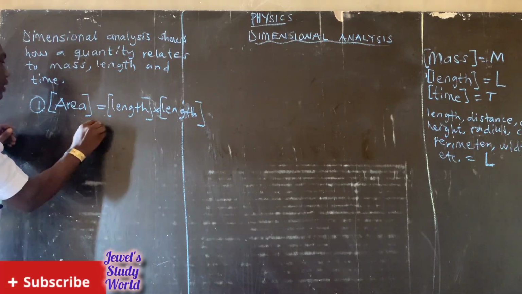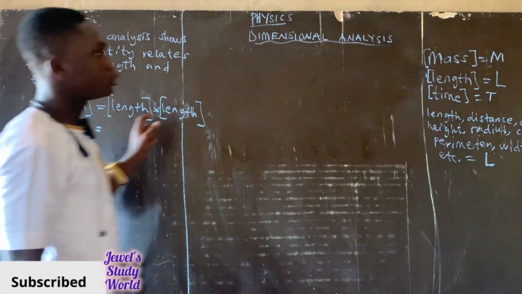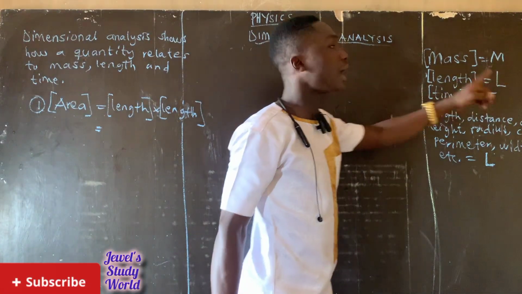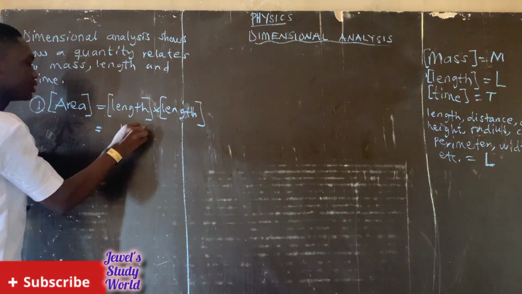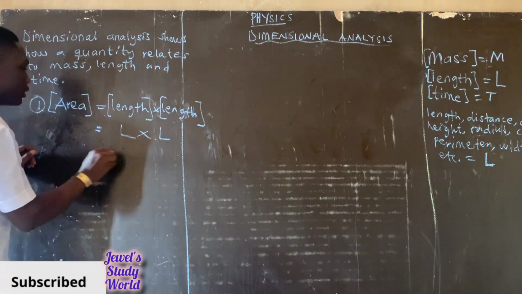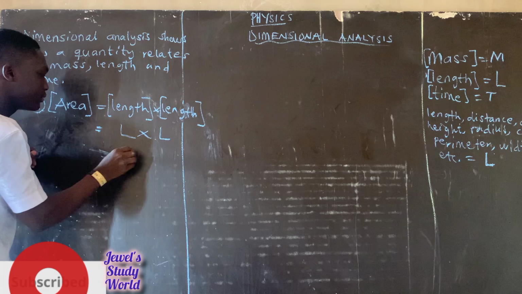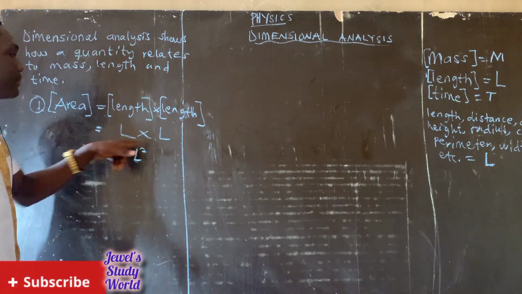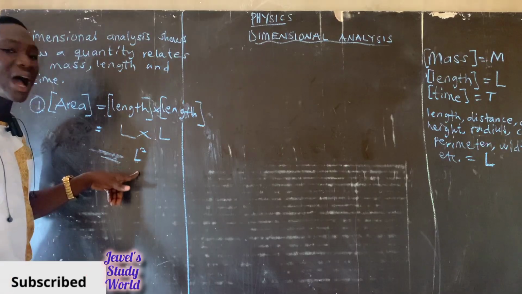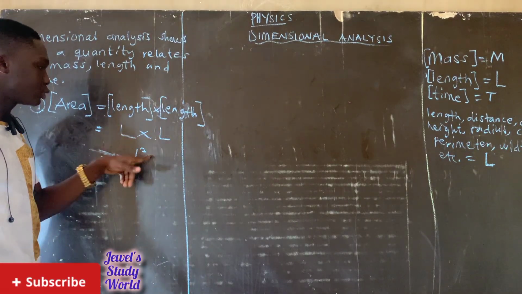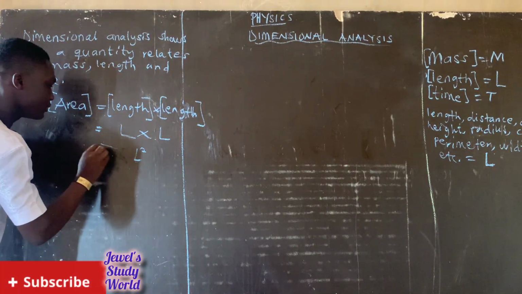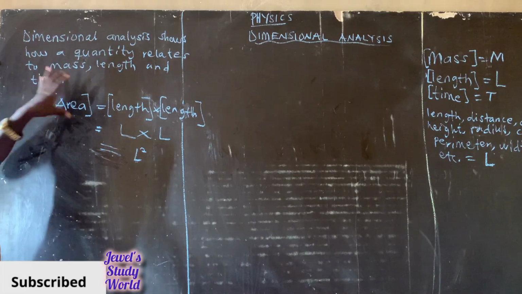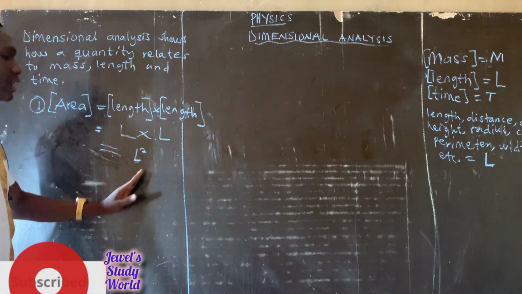So now we have the dimension of length to be L, the capital L. So we have L times L, which gives us L squared. This is from indices. You have the same base, so take one of the bases and add the exponents: 1 plus 1 gives us 2. So this gives us L squared. So the dimension of area here is L squared.